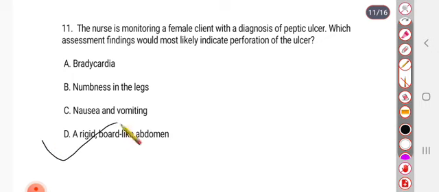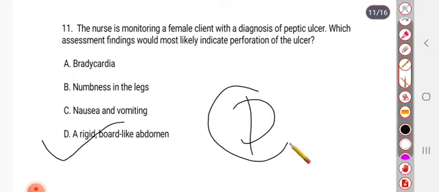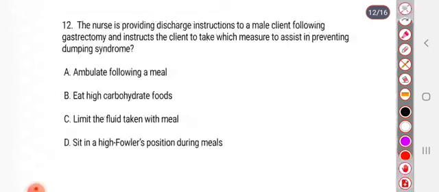Option D is right, a rigid board-like abdomen. Next, a nurse is providing discharge instruction to a male client following gastrectomy and instructs the client to take which measures to assist in preventing dumping syndrome?